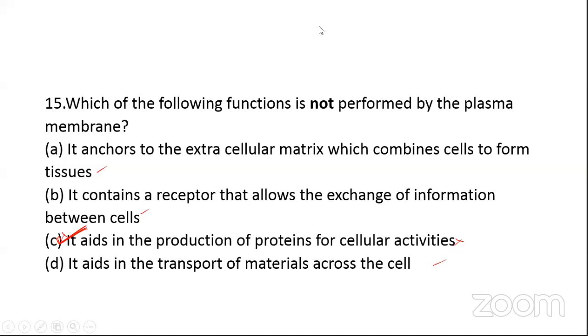So we'll stop here, students. We'll take up a new chapter, that is structural organization in animals. Just give me a minute.